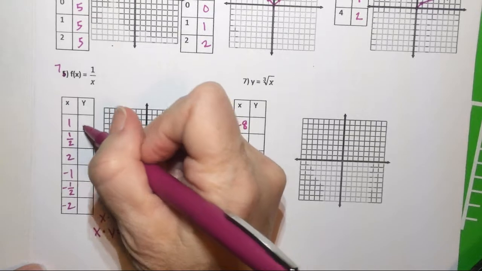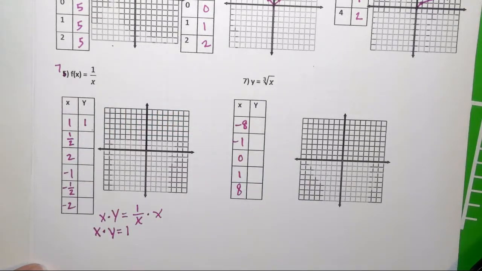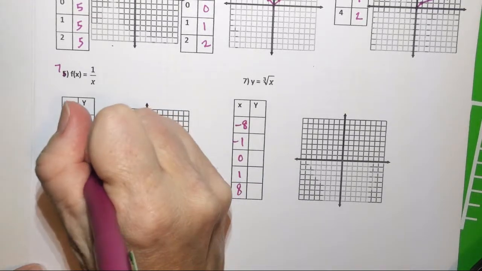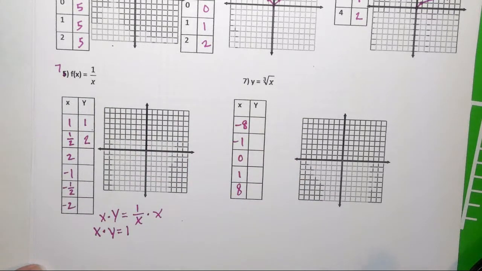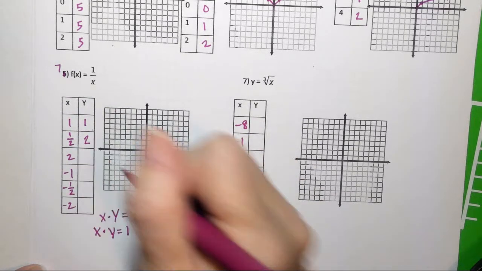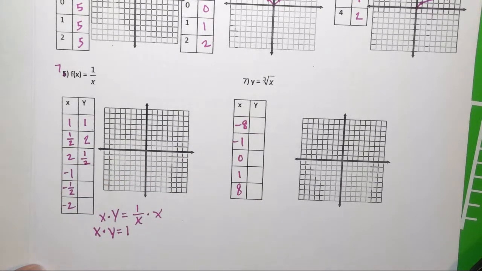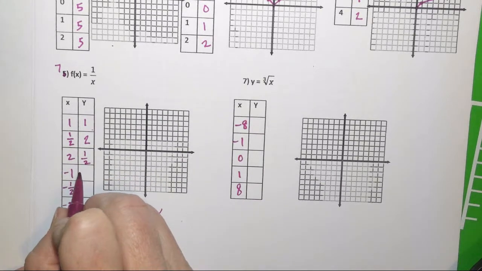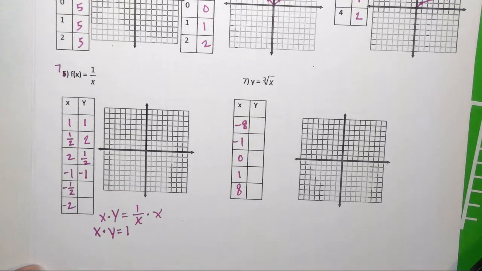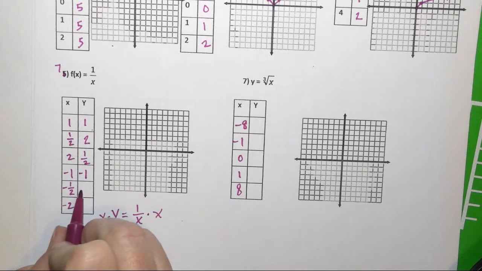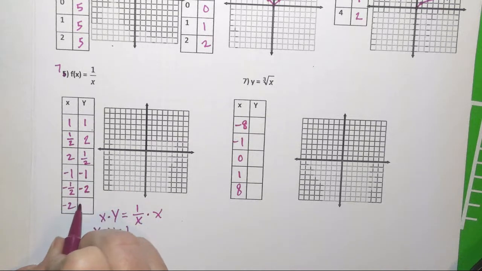So we know that 1 times 1 is 1, and 1/2 times 2, because remember 2 is the reciprocal of 1/2. 1/2 times 2 is going to give us 1. So 2 times 1/2 will also give us 1. And then our negatives, negative times negative is a positive. So we want negative 1, and negative 2, and negative 1/2.